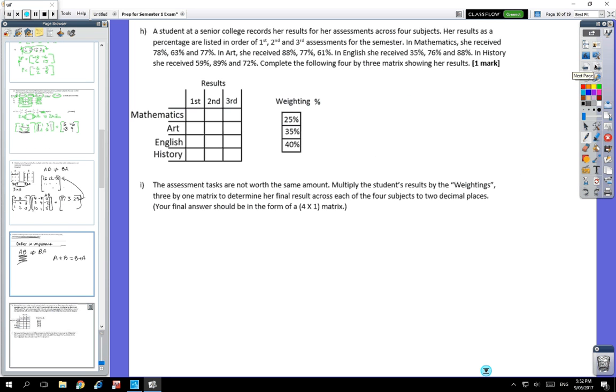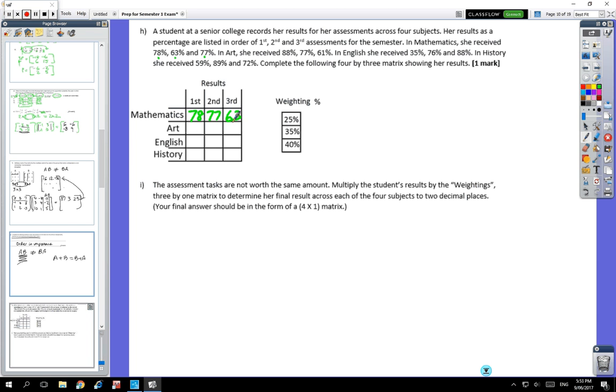Right up. Let's have a look at this one. So they're looking for the results listing in order of first, second, and third. So it's just looking at the information and putting them into the matrix, and then we're going to multiply by the weighting to get a new score. So, like in the maths, you got 78, 63, 77. So 78 is first, then 77, then 63. I'll do the first one. You need to pause and then finish off the rest yourself.